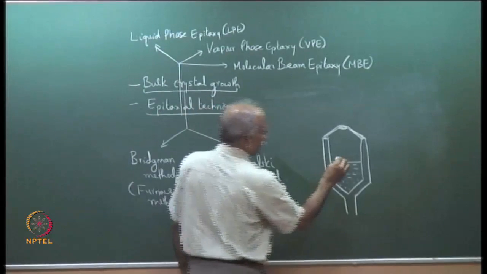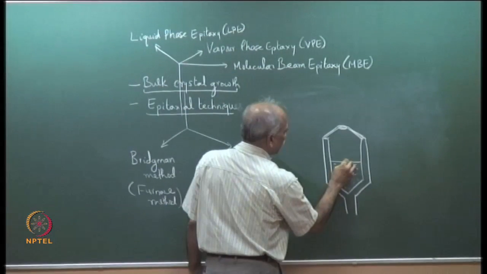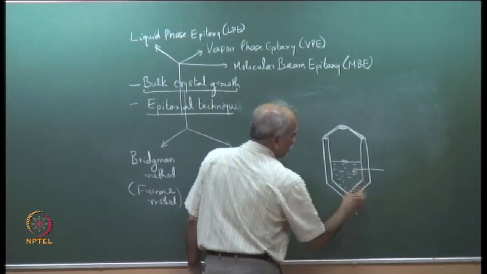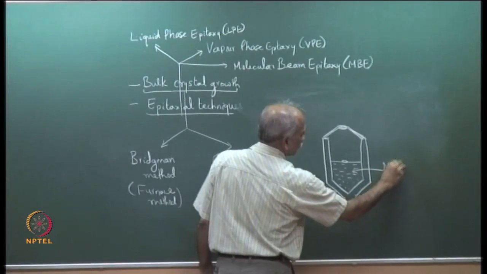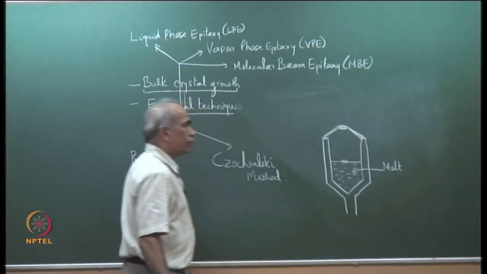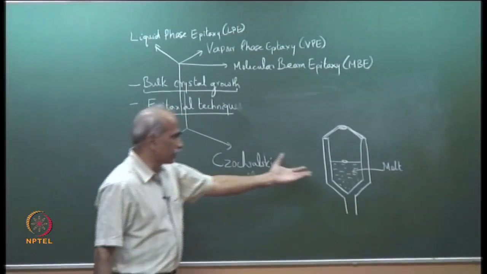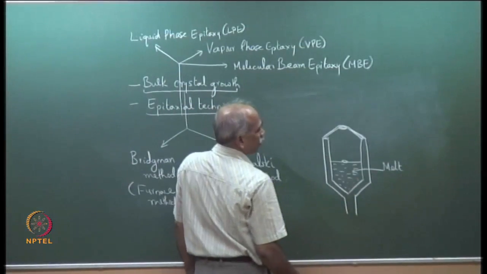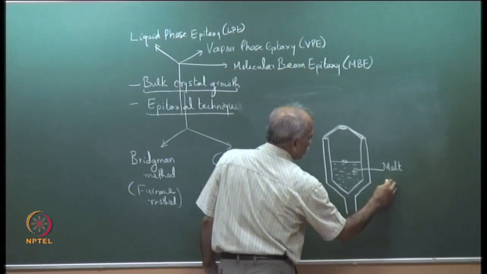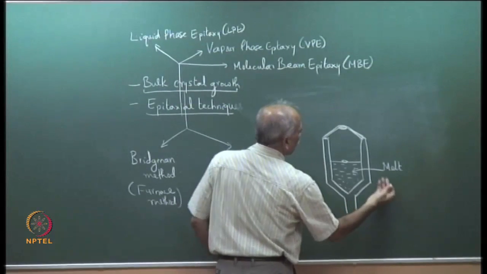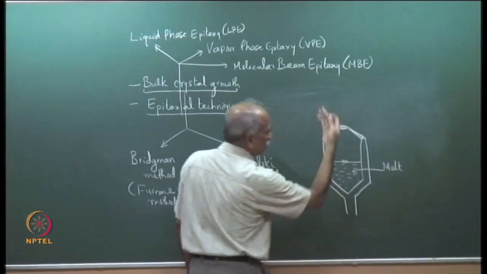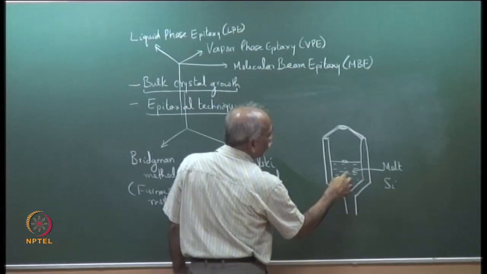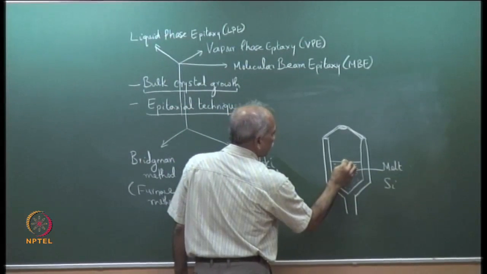What is done is, one begins with a seed crystal. This is a molten melt. Melt means molten starting solution here. For example, if you want to grow a single crystal gallium arsenide or silicon, let us say silicon, then you start with molten silicon here, and then there is a single crystal.